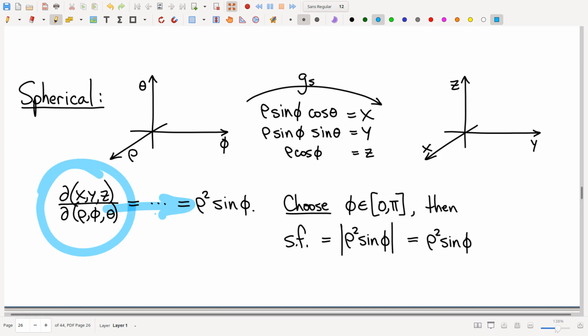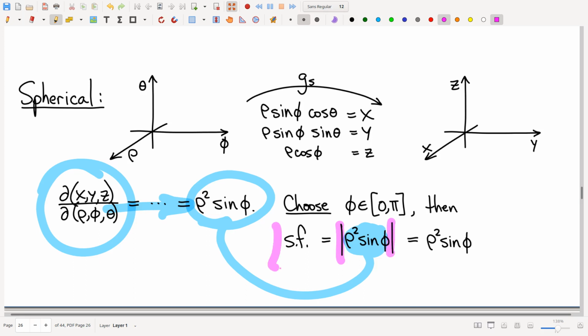Like I say, everyone should do this once in their lives, so I encourage you to take a crack at it. And what you will find as your answer is this formula right here, rho squared sine phi. That's your Jacobian determinant. That is the thing whose absolute value is your stretching factor. And again, now we find ourselves in this circumstance where we've got these absolute values in our integrand. Nobody likes that. How are we going to get around this?